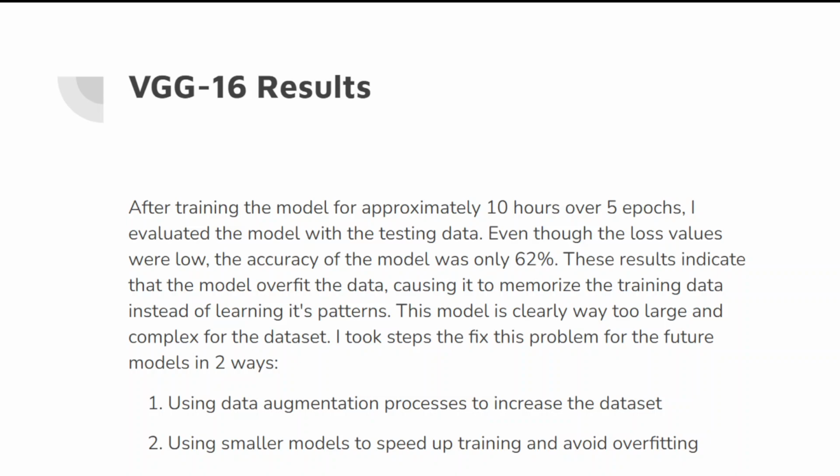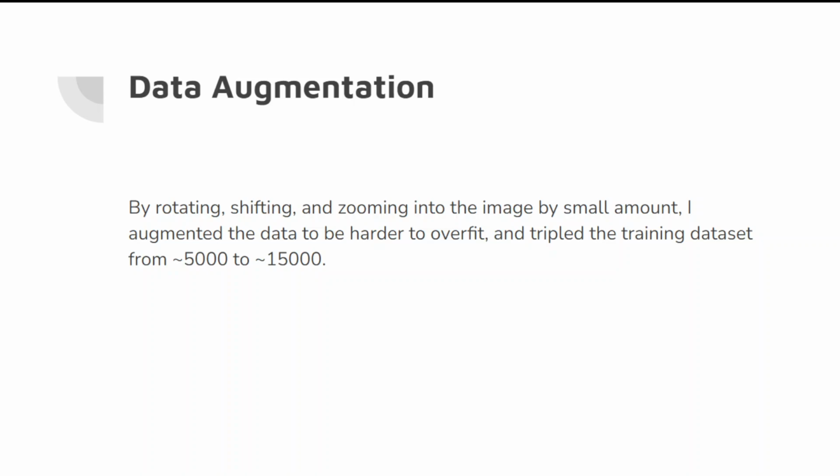So to fix this problem, I did two things. One, I used data augmentation to increase the variation in the data set. And two, I used smaller models to avoid overfitting and also speed up the rate of training. I did very simple data augmentation. I would rotate, shift, and zoom into each of the images, and I duplicated the data set in that way to triple it from about 5,000 for the training data set to 15,000.